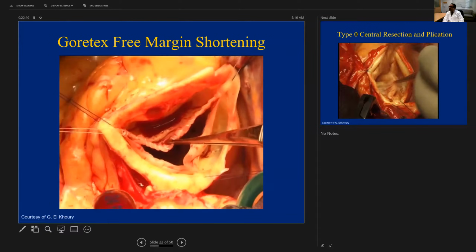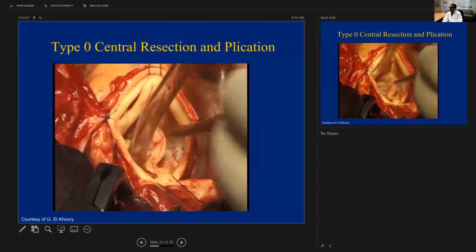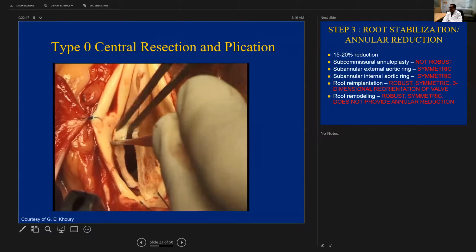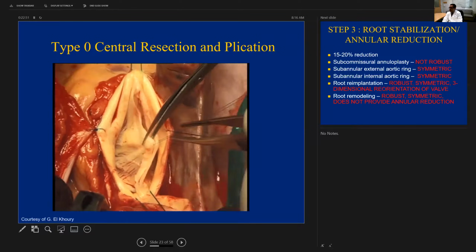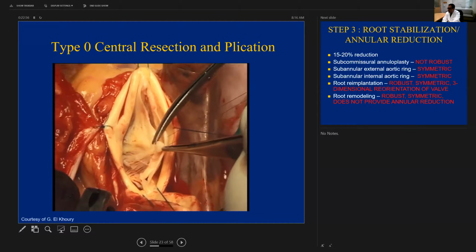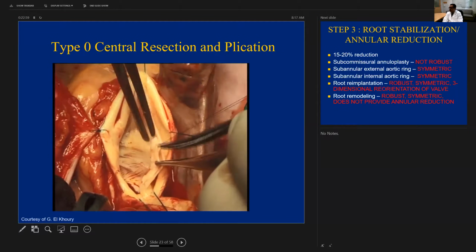Here's an example of a type 0 bicuspid valve where you can see there's a prolapse segment. You can see that's the portion that's prolapsed. There's some thickening from the prolapse because the prolapse segment gets scarred a little bit right at the zone of coaptation.